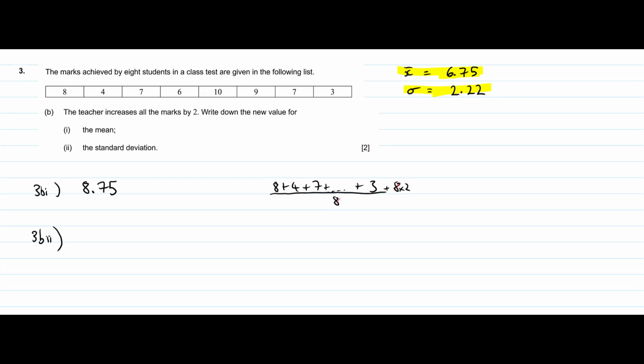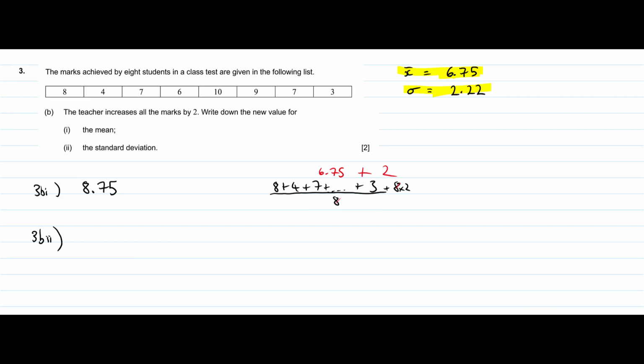And well, that 8 would cancel there. We worked out our mean of all that, 8 plus 4 plus 7, etc., plus 3 over 8, and that was 6.75. Then we just add on our 8 times 2 over 8, which is 2. So that would be our new mean, so we're just adding 2.